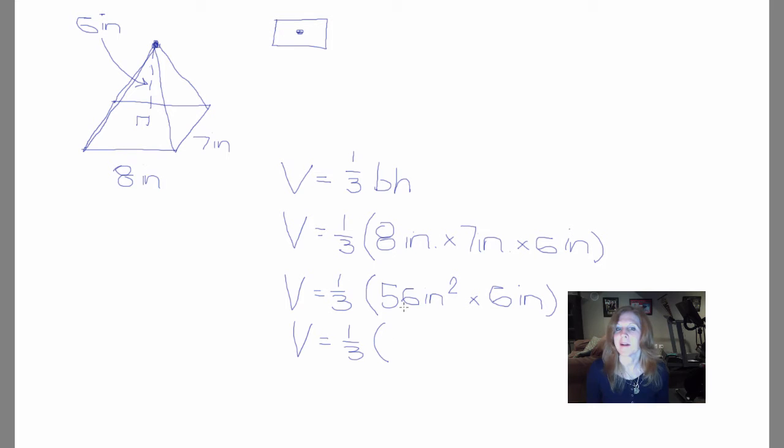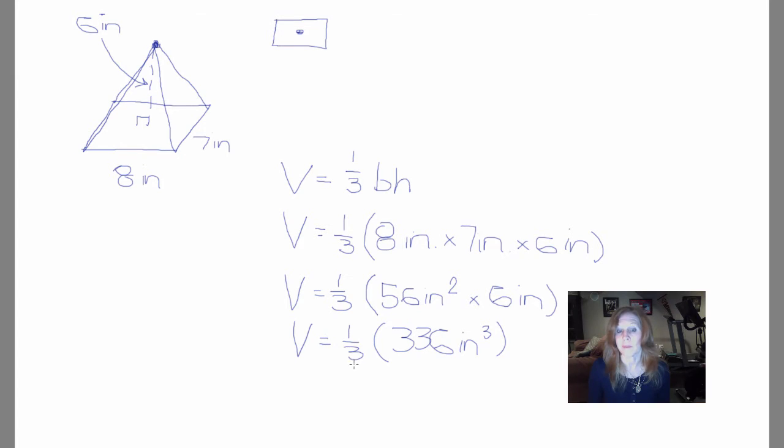1/3. So now we're going to multiply 56 times 6, and I already did that for us. It's 336. And that is cubic inches, now that we've added the dimension of height and width and length. And now, this looks a little bit unfamiliar to a lot of 5th graders.